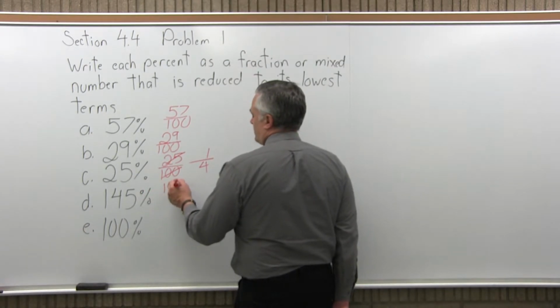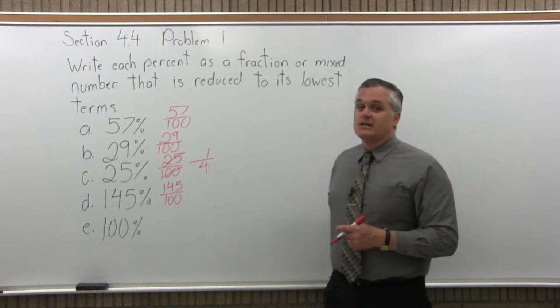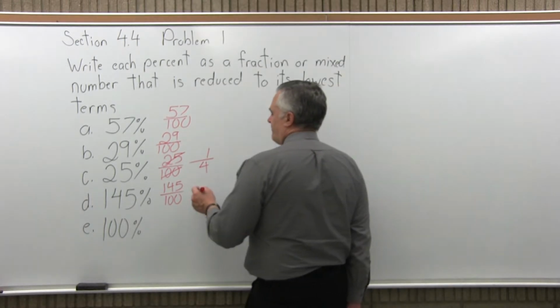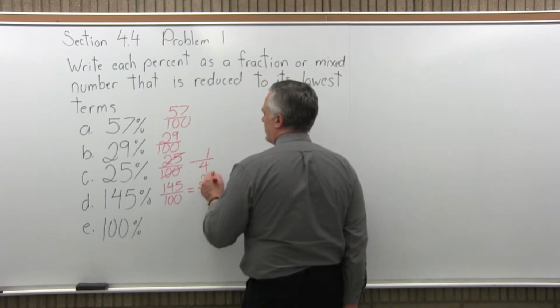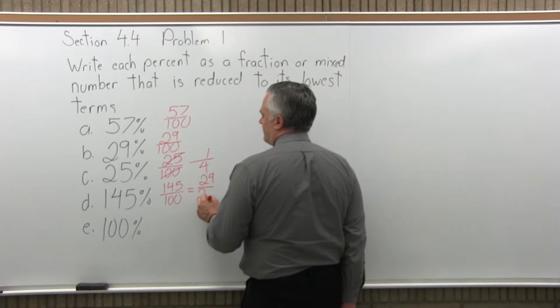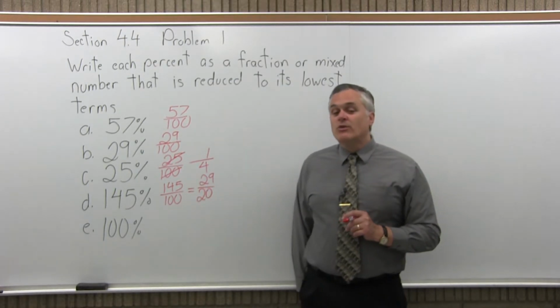And 145%, write that as a fraction. So start with the percent over 100. So you'd have 145 over 100. Now that will reduce. I can at least divide it by 5. 145 divided by 5 is 29. And 100 divided by 5 is 20. So I have 29 over 20. It will not reduce any further.